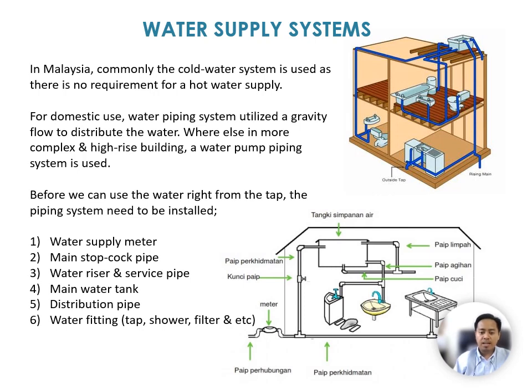If you can see the diagram on the right below, this shows how the water connection goes from the meter until the tap. So first, we're going to have the water supply meter. Second, main stopcock pipe. Third, water riser and service pipe. Fourth, main water tank. Fifth, distribution pipe. And sixth, water fittings, for example, the tap, shower, filter, and etc.